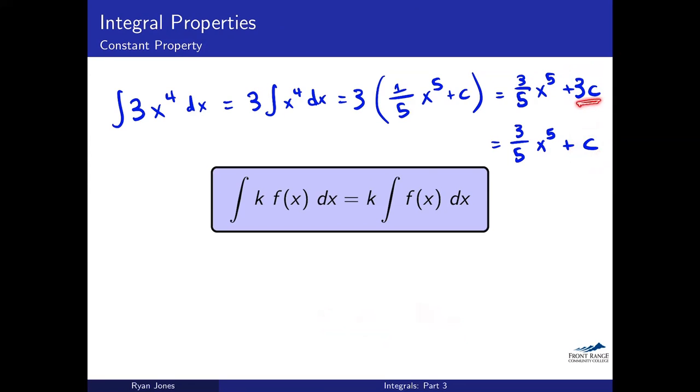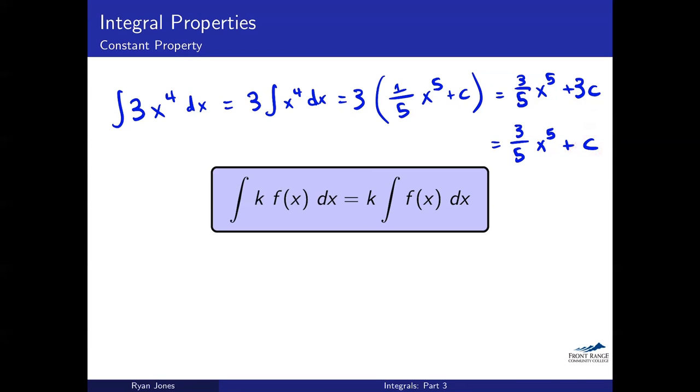It doesn't really matter, nor does it really make sense to bother writing a 3c, because it's just saying, hey, if I take any number you can think of and I multiply it by 3, well, you're just going to have another number. And so there you go. You can just replace it with a c.